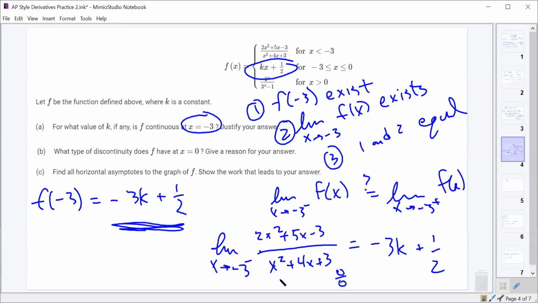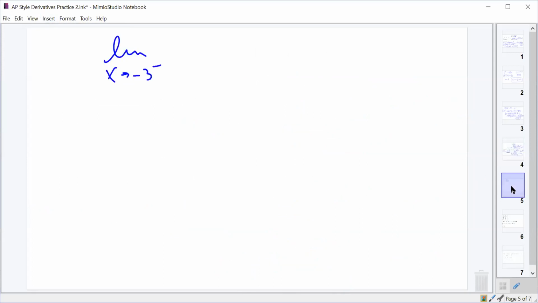So if we use L'Hopital's rule, which if this was the AP test, you'd write out that you were using it. The derivative of the numerator is 4x plus 5. And the derivative of the denominator is 2x plus 4. We still want that to equal -3k plus... Everybody so far so good? Yeah. All right, plug in our -3.